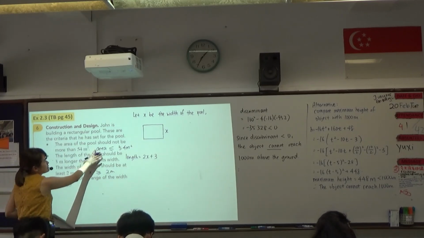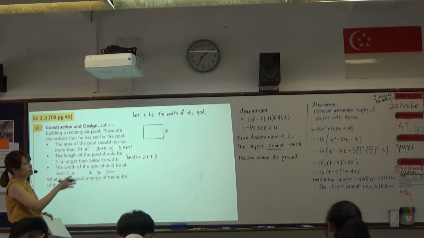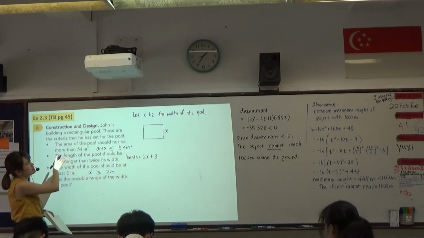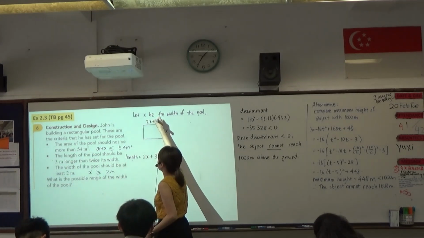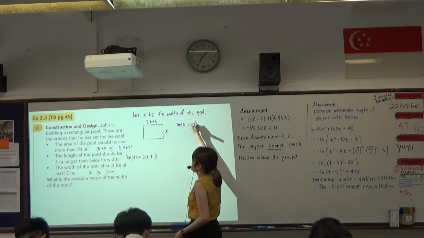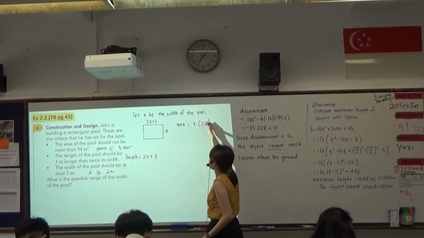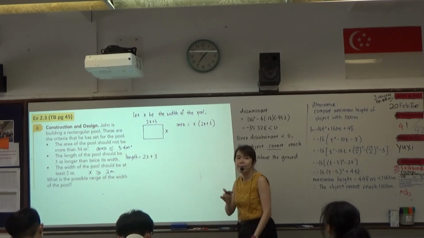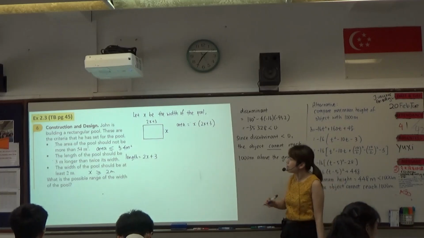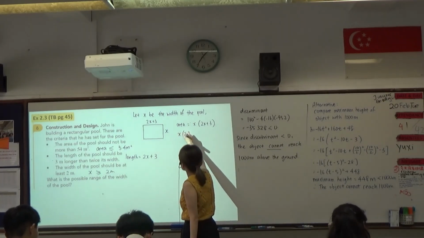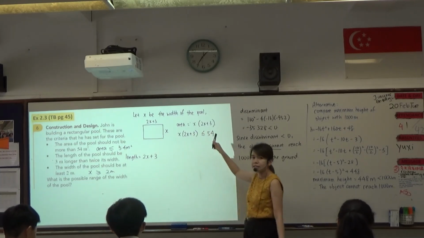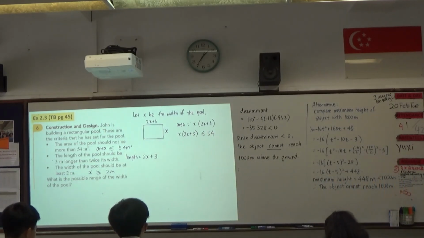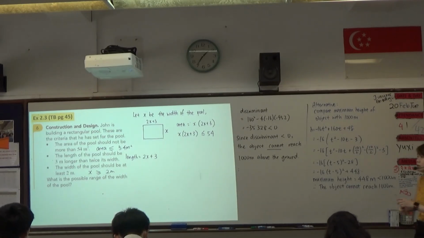Now, area itself, we only wrote the word area. We did not put in any variables into it. Since it is a rectangle, and since the length is 2x plus 3, the area can be expressed as x times (2x plus 3). So therefore, I can form x(2x + 3) less than or equals to 54. And this is how we can form our quadratic inequality to solve this question.